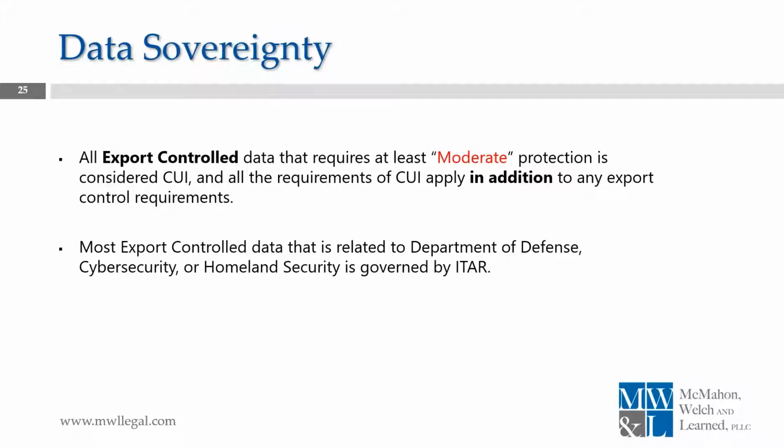All export control data that requires at least moderate protection is considered CUI. And all the requirements of CUI are going to apply in addition to any export control requirements. If the export control data requires less than moderate protection, it is not considered CUI. It may still be export controlled, but it is not CUI. If you have data related to the Department of Defense, cybersecurity, or Homeland Security, generally that data is governed by the ITAR.